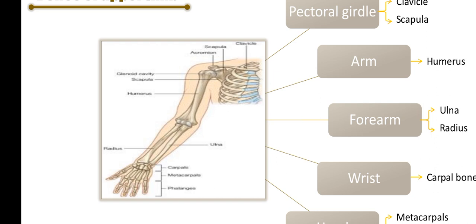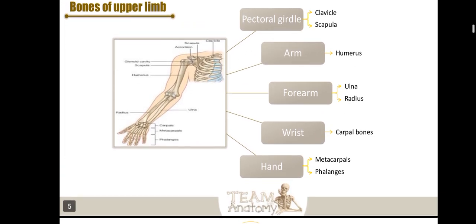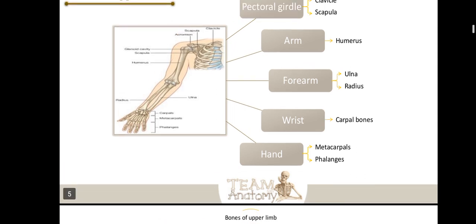So, talking about the upper limb, the bones you are studying are the clavicle, the scapula, the acromion, the glenoid cavity, the humerus, the radius on the lateral side, the ulna on the medial side, the carpals, the metacarpals, and phalanges, okay? So the clavicle and the scapula are collectively called the pectoral girdle.